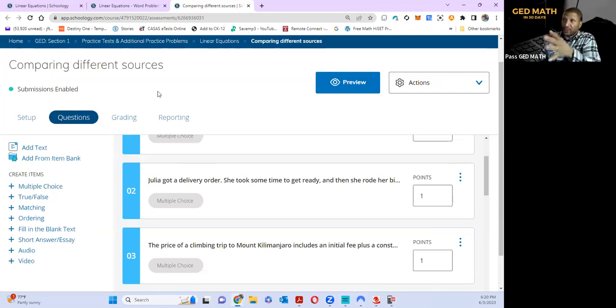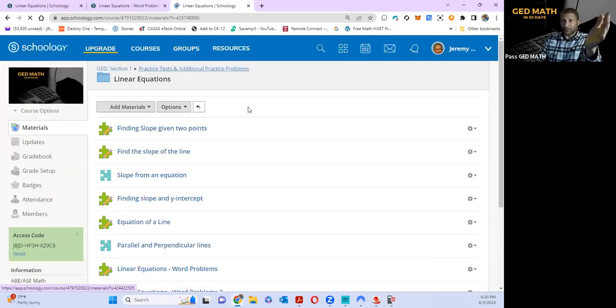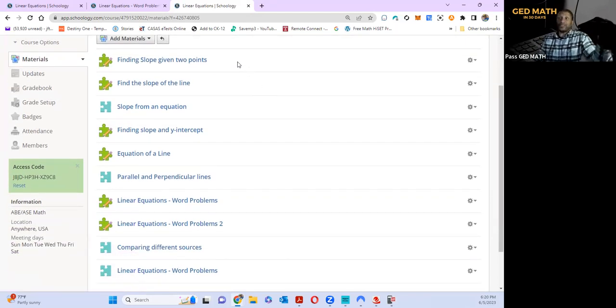So if you look under linear equations, this is what you've got to remember. Linear equations are going to be 7 to 10 problems on your exam. So this is why I invest so heavily. You've got the slope from 2 points, slope of the line, slope from an equation, finding your slope and y-intercept, equation of a line, parallel and perpendicular problems, word problems 1, word problems 2, comparing different sources, and a linear equations and word problem set, another one.